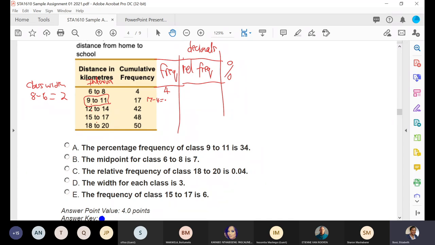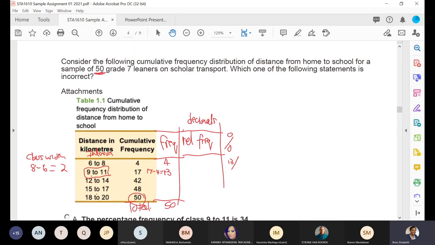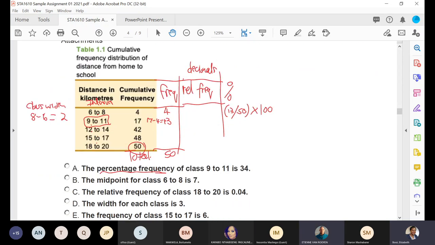17 minus 4, how much? 13. Because we're looking for the percentage frequency, it means we're looking for percent. So we're going to take our 13, divide by how many there are at the end of the table. When you do cumulative frequency, the last row will always correspond to the total, because if you add all your frequencies at the bottom, it should be the total. And they also told you how many there are, so it should equal 50. So that will be 13 divided by 50, because we take that value divided by the total, and you're going to multiply that by 100. And what do you get? 26%. You get 26%. So therefore, this is the incorrect one.